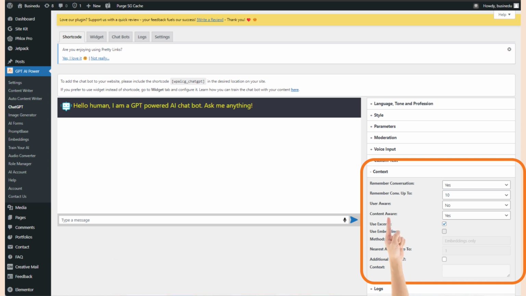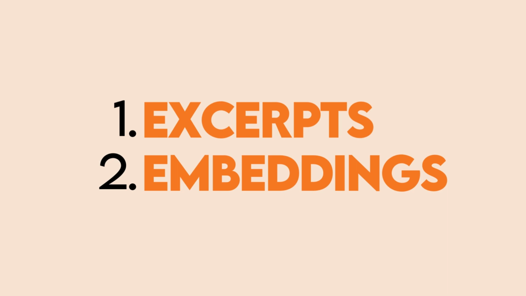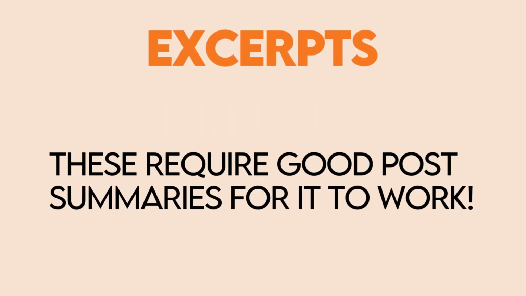Below that is content aware. This is really important as it decides if your chatbot will know your website's content. There are two options here. It can either pull information from your post's excerpts or it can use embeddings. Excerpts are the easiest option.